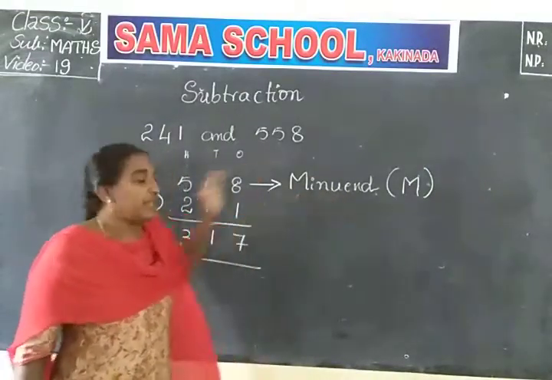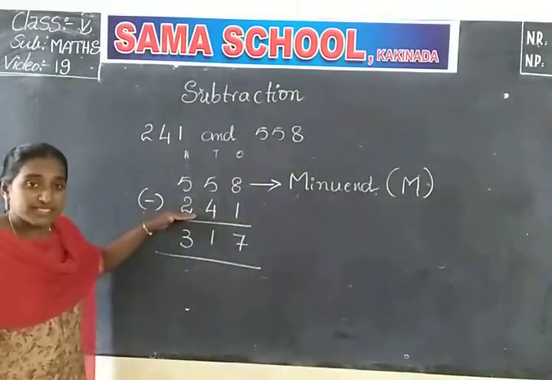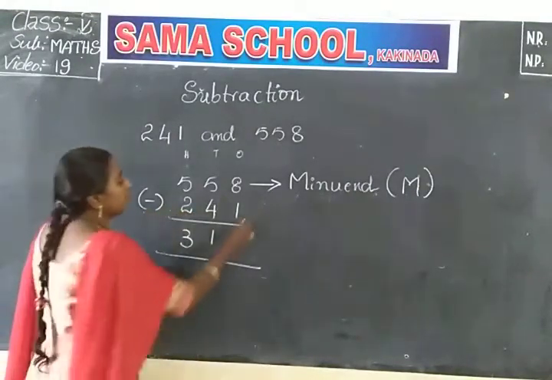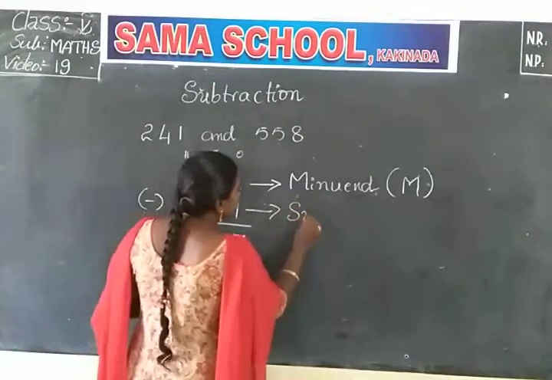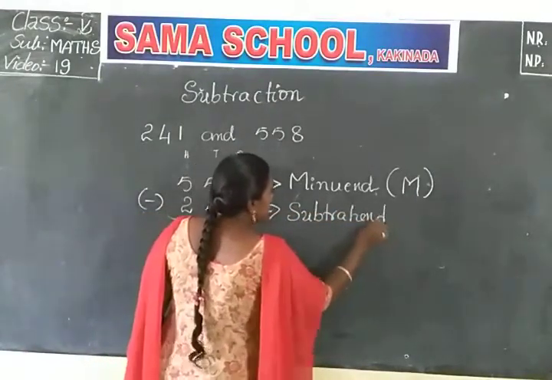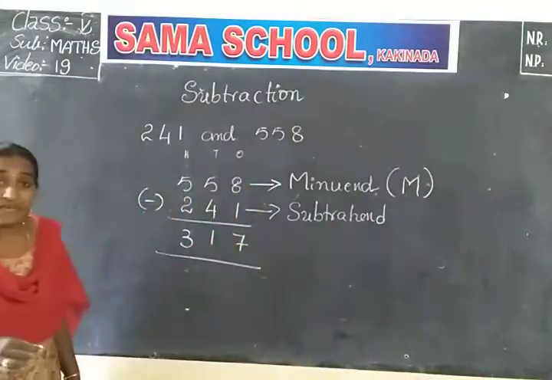Is it clear, children? Next, we are taking which number in the second place? Small number. Okay. So this small number is known as subtrahend. What is this? Subtrahend.